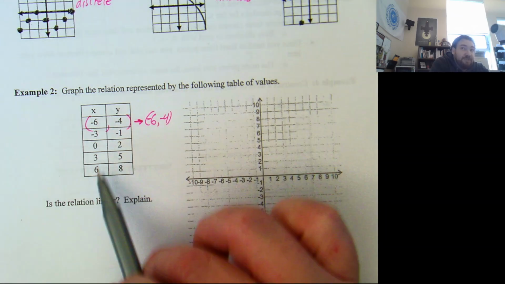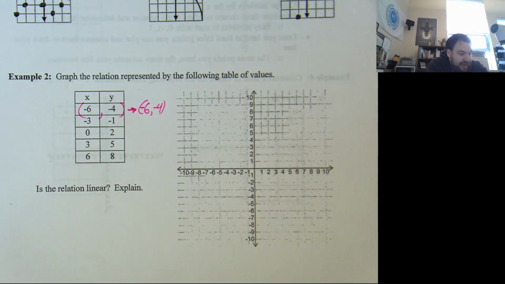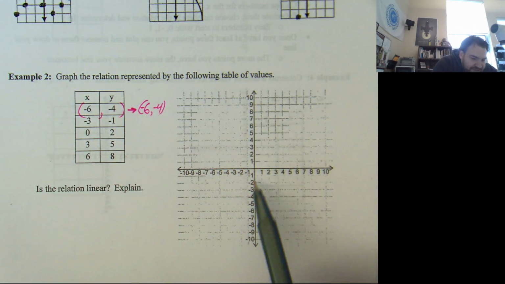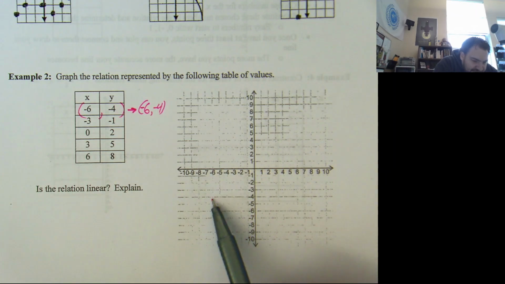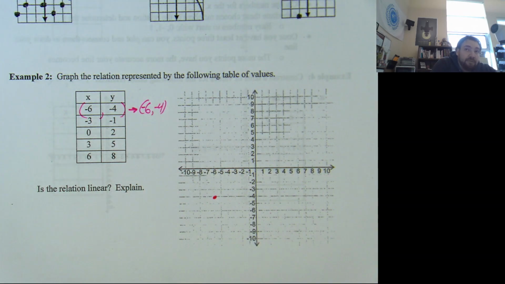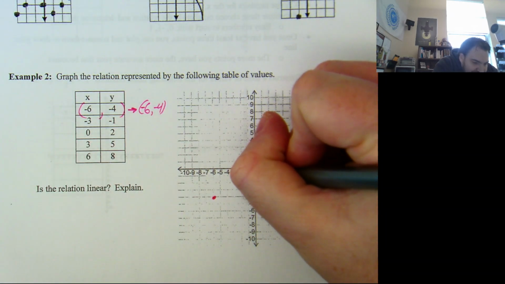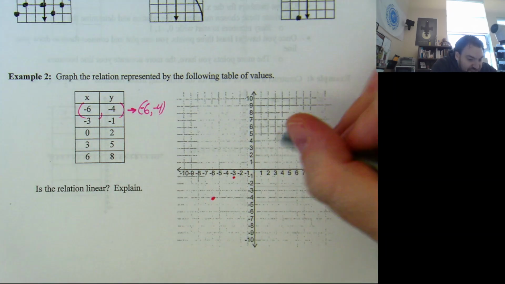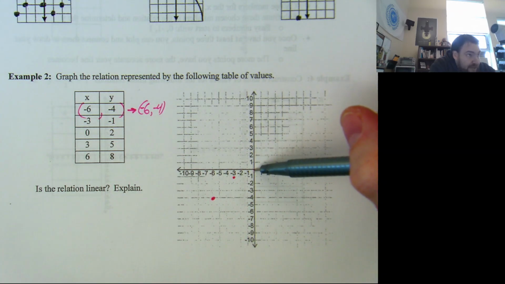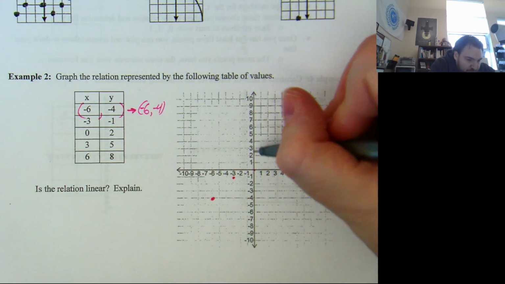So each one of these is just going to be a set of values. We can go through and take a look at what these things look like. Let's plot them. So -6, -4 is going to be -6 in the x, -4 in the y. It's this guy right down there. -3, -1 is going to be that guy right there. 0, 2. So 0 on the x means, well, 0 is the origin, and we're going to go up 2 on the y.